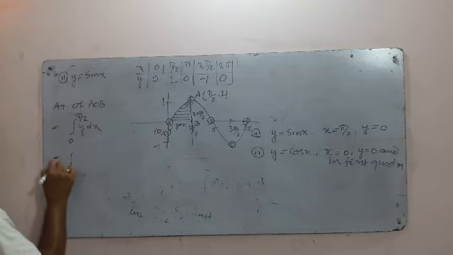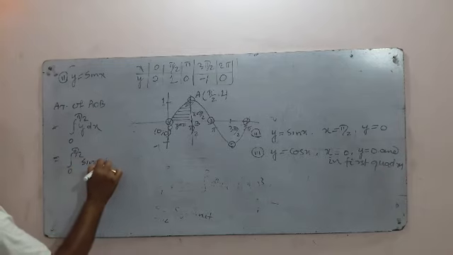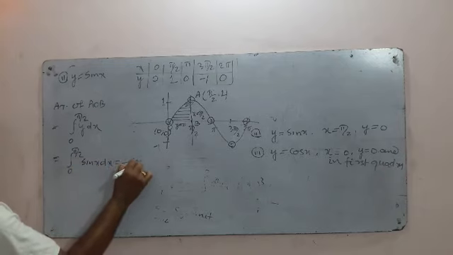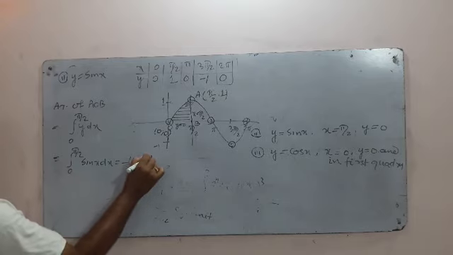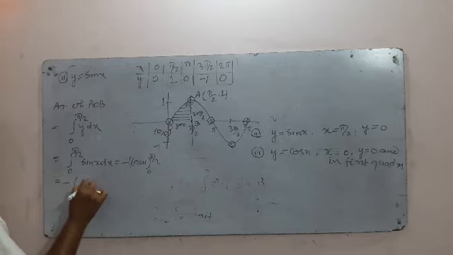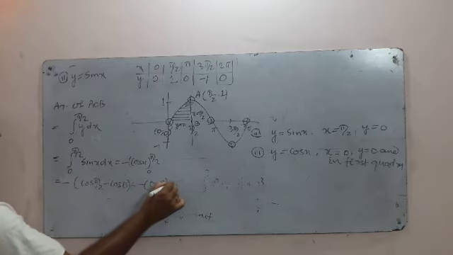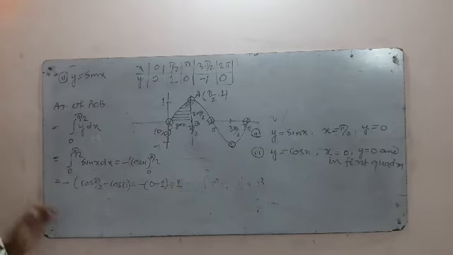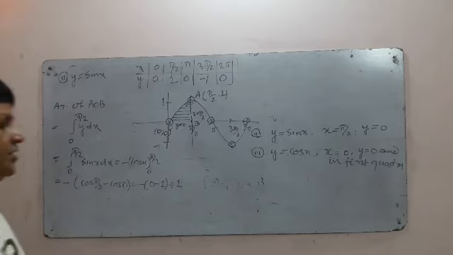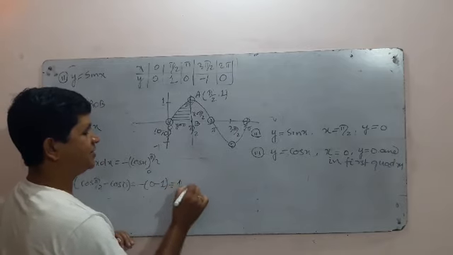So integration from 0 to pi by 2. Y value is sin x. Sin x into dx. Integration of sin x is minus cos x, from 0 to pi by 2. So minus of cos pi by 2 minus cos of 0. So it is minus of 0 minus 1, which is equal to 1. Remember that area must always be positive. If it is not positive, you must make it positive and check your mistakes.